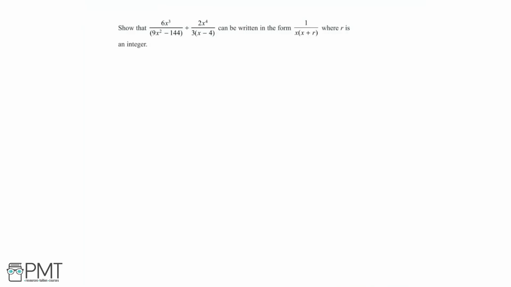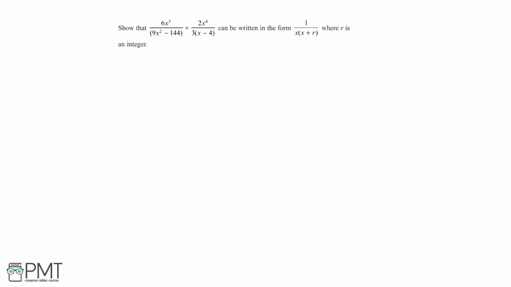In this question, we need to show that 6x cubed over 9x squared minus 144 divided by 2x to the power of 4 over 3 brackets x minus 4 can be written in the form 1 over x multiplied by x plus r, where r is an integer.